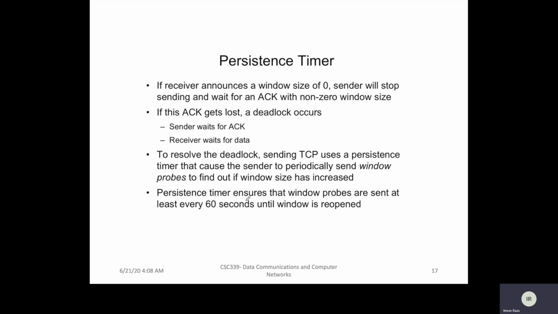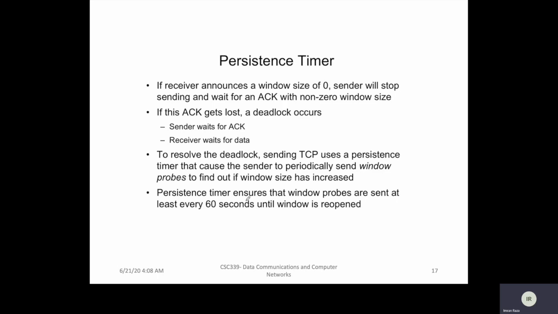Okay, the next timer that TCP makes use of is called persistence timer, and this timer we have already covered in the previous lecture, because this timer is used by the sender to send a probe message to the receiver machine to see if there's enough space available in the receive buffer.